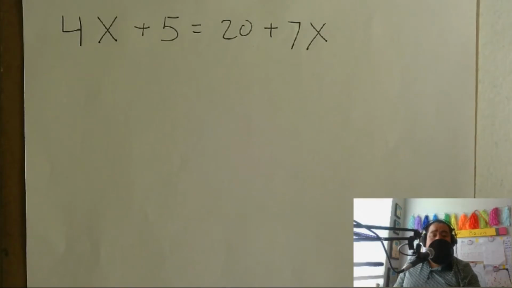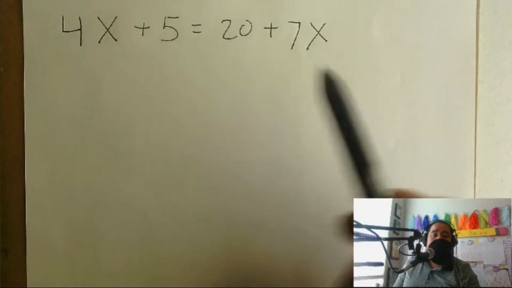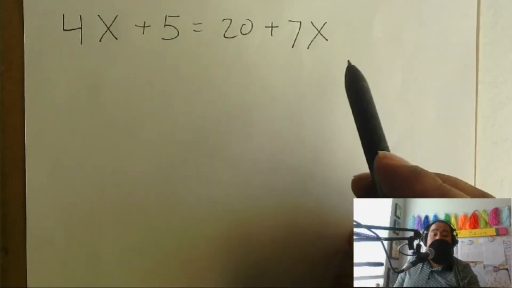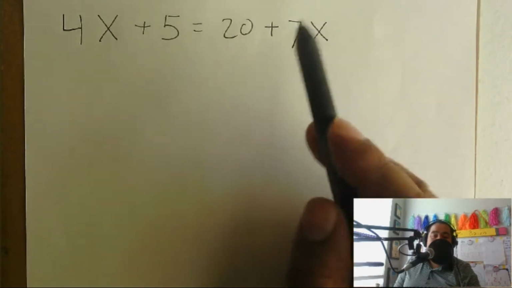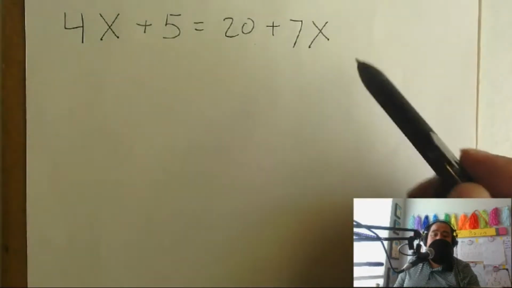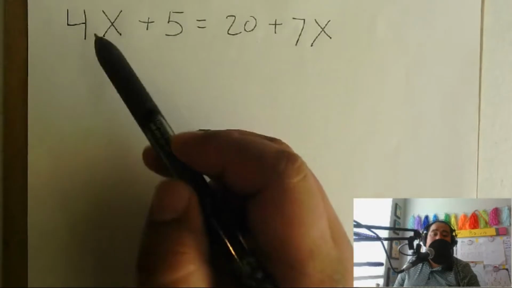So here we have our equation 4x plus 5 equals 20 plus 7x. We have 4x on the left side of the equation, we have 7x on the other side. So our first step is we want to collect all the variables onto one side, and we want to keep our larger values. In this case, 7x is more than 4x, it has more value. So we're going to keep this one and we're going to cancel out this 4x.